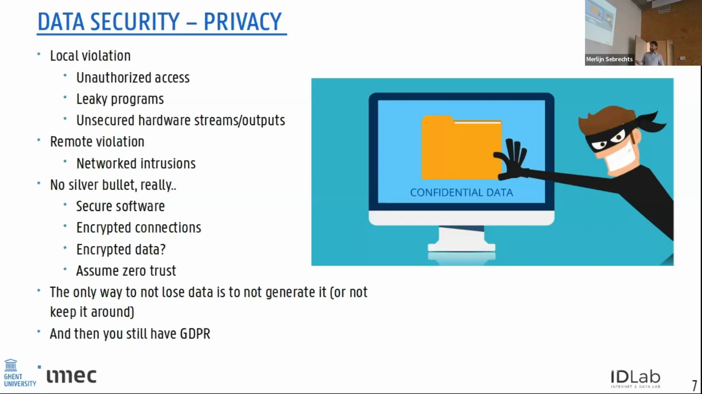And basically, the only way to really not lose data is to not generate it, or to not keep it around at least, which will come back when we talk about AI. The best way to ensure privacy is that once you have used the data, you just toss it away. You still have to make sure it doesn't leak while you're processing it, but that's the least likely option.